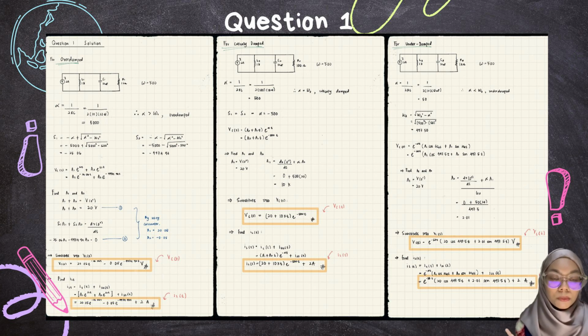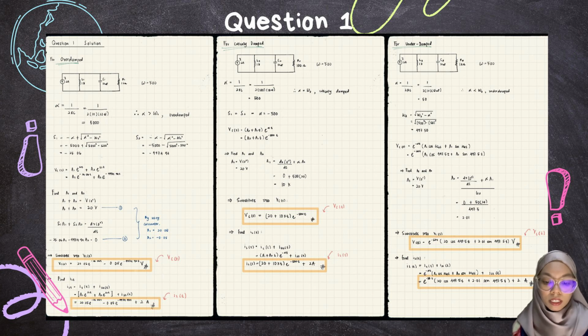As for alpha, we are using the formula 1/2RC, where R is 10 ohm and C is 10 millifarad, and the result will be 5,000 for alpha. We can define it as overdamped as it is greater than the given omega.